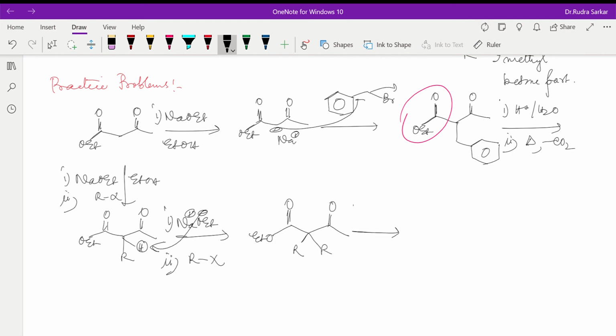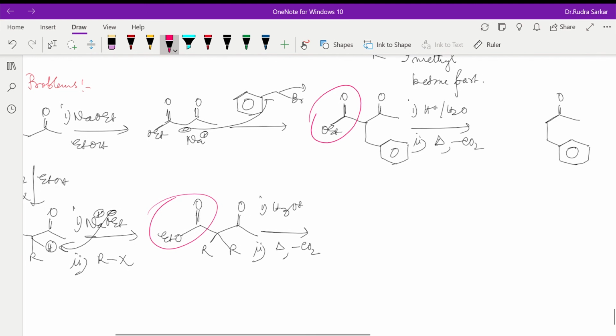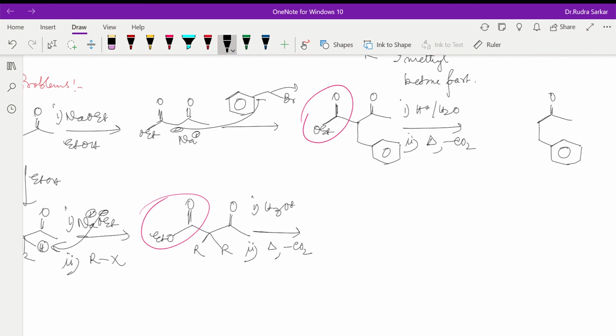Which if you treat with acidic water followed by heat, means decarboxylation, again this portion will be gone. So my answer will be what? R. That is my answer.